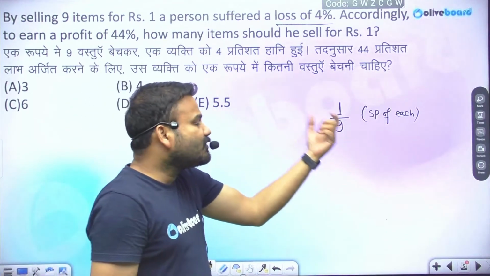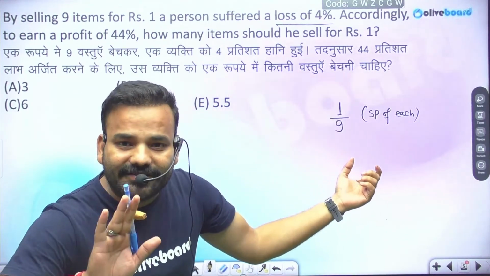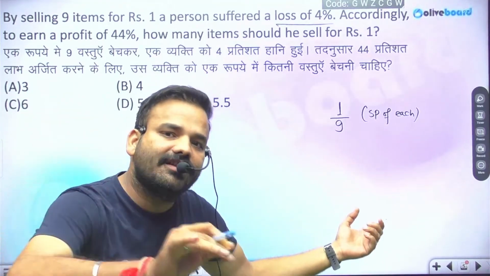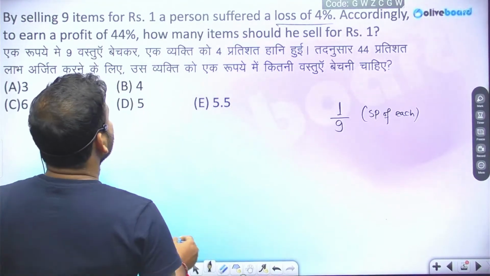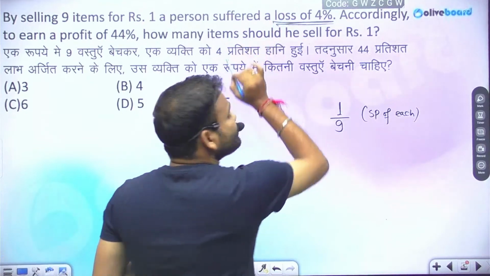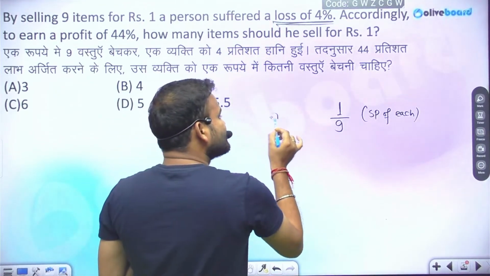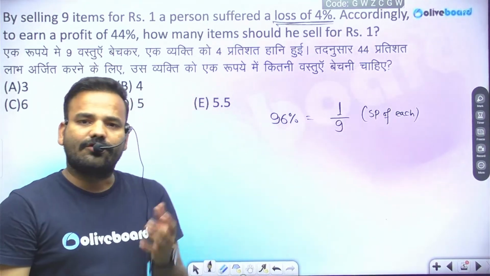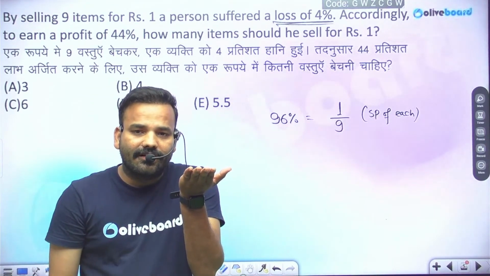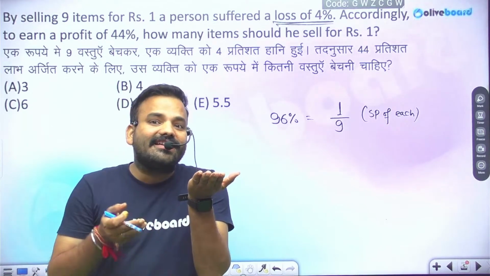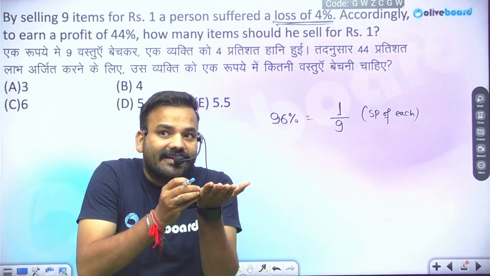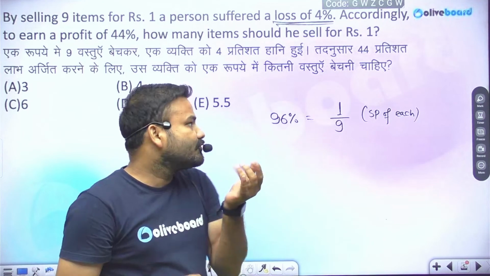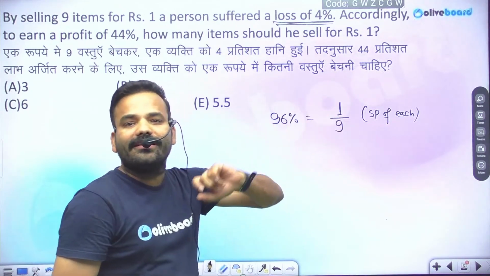And if it's not the cost price, then that means it is not 100%. Either it will be more than 100% or less than 100%. What has happened? He has suffered a loss of 4%. That means this is representing 96% of the original value. See, cost price was 100%. This particular shopkeeper is selling it at a loss of 4%. That means he is selling it at 96%. So 96% is representing 1 by 9.